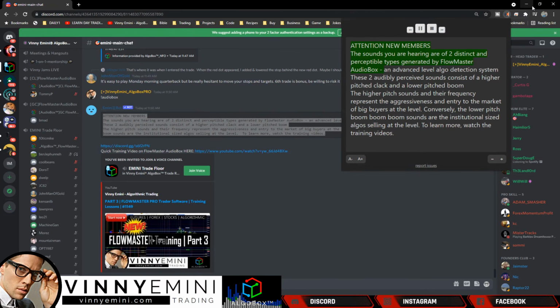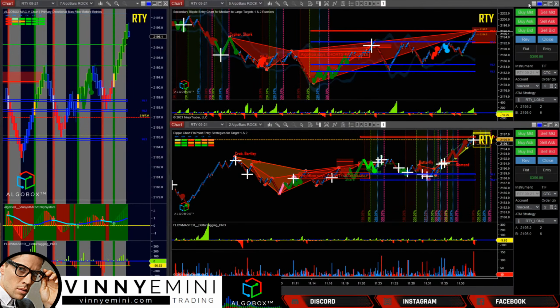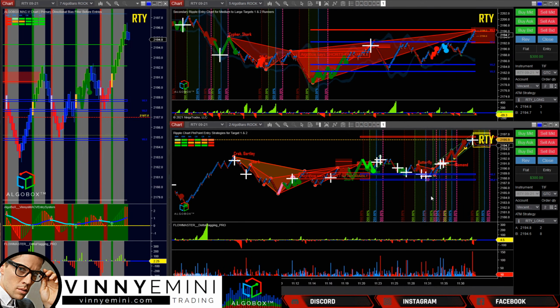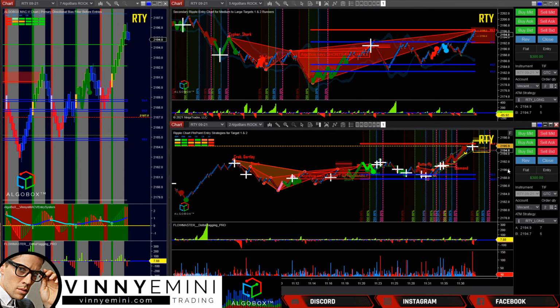Attention, new robot friend, tell us about it. Two distinct and perceptible sounds generated by Flowmaster AudioBox, an advanced level audio detection system. These two audibly perceived sounds consist of a higher pitched clack and a lower pitched boom. The higher pitched sounds and their frequency represent the aggressiveness and entry to the market of big buyers at the level. Conversely, the lower pitched boom boom boom sounds are the institutional sized algos selling at the level. To learn more, watch the training videos.